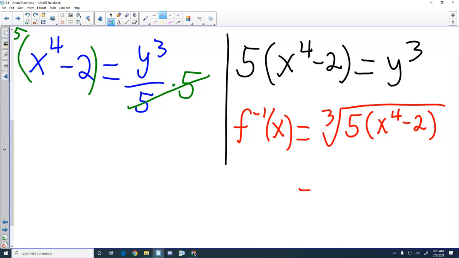And you could also write this as 5x to the 4th minus 10. If you just distributed that 5, same exact thing. And so if you did that, that's perfect.